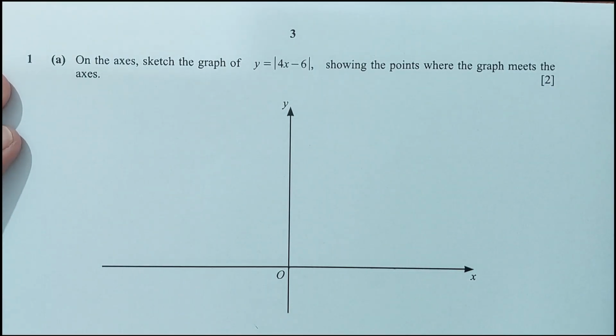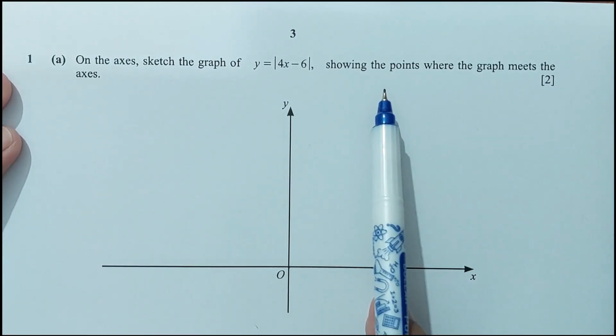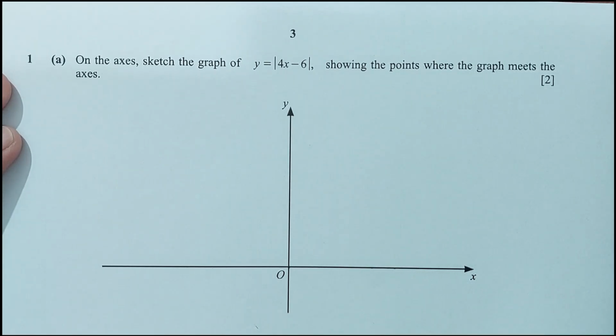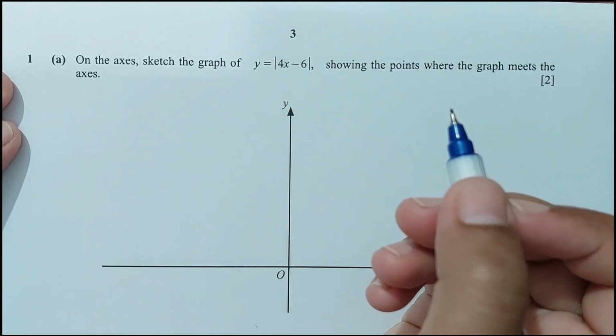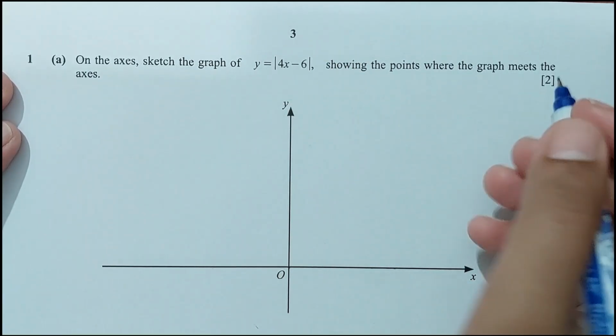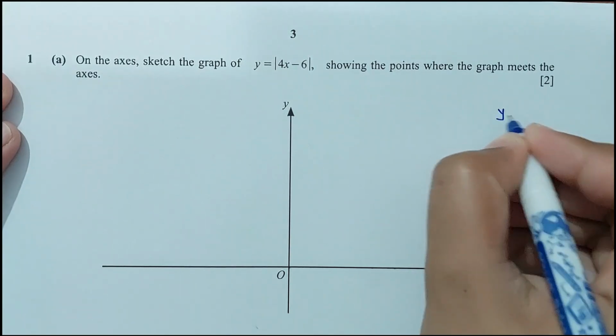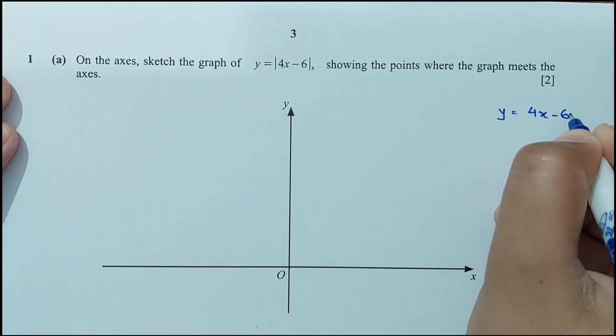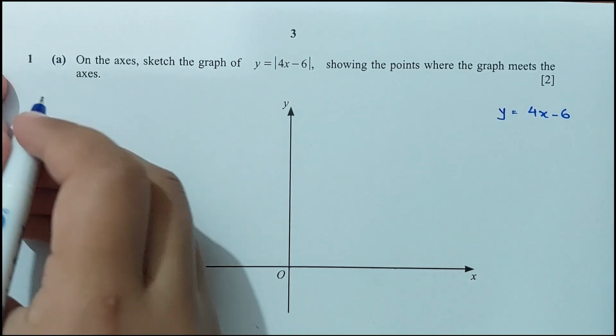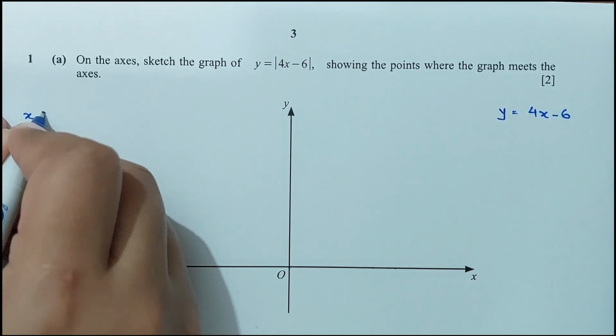Okay, so we have to sketch this graph and show the points where the graph meets the axis. Basically, we have to find the x and y-intercepts. This is the absolute value function. Its graph is in the shape of a V. So if I have a function y equals the absolute value of 4x minus 6, let me find out the x-intercept.